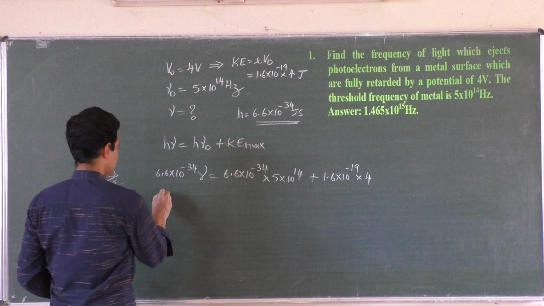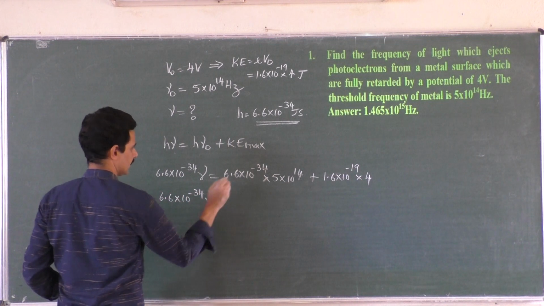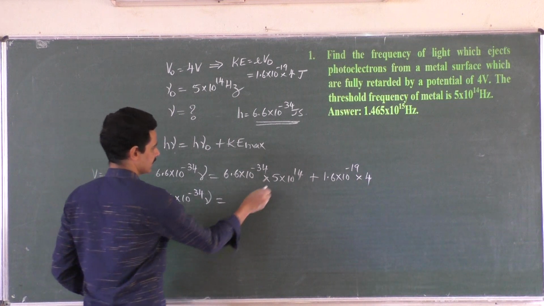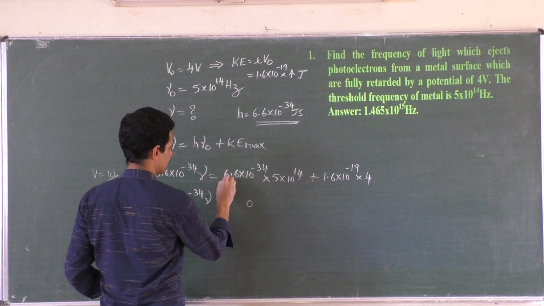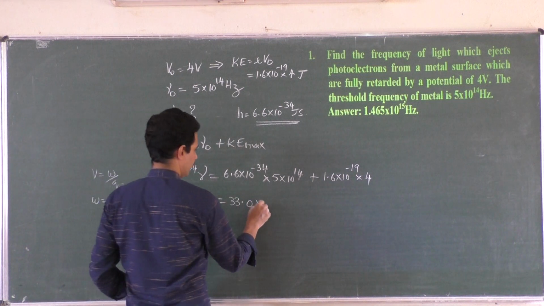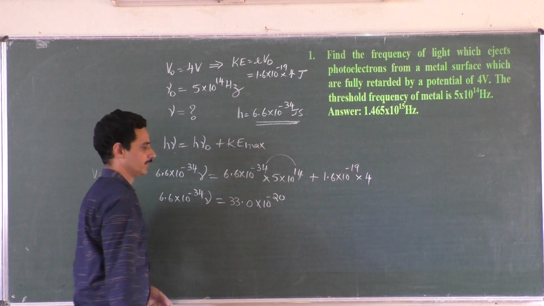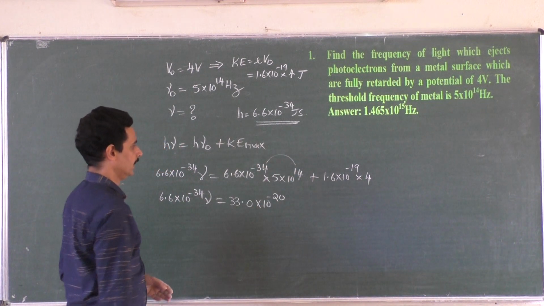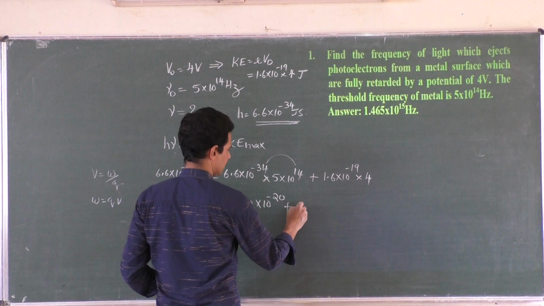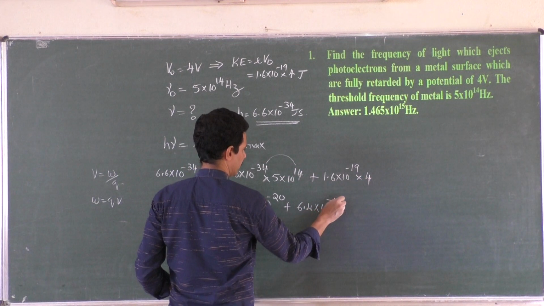Okay, 6.6 into 10 to the power minus 34 into nu is equal to... I think I can multiply this. 5 into 6, 30. That gives 33 into 10 to the power minus 20, correct, minus 34 plus 14, that is minus 20, plus 6.4. So 6.4 into 10 to the power minus 19.